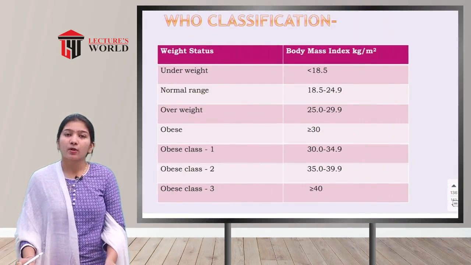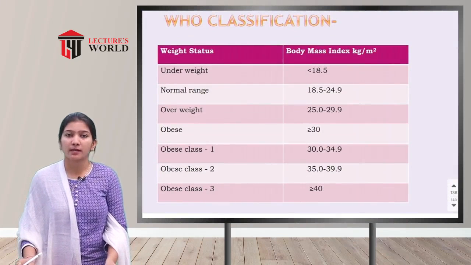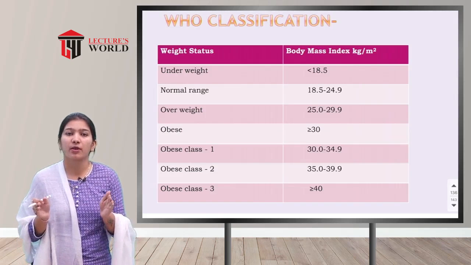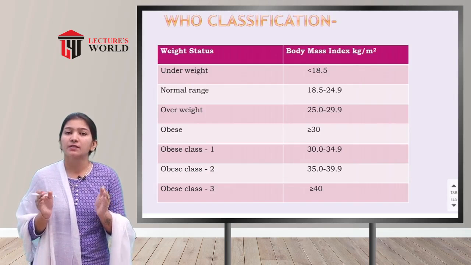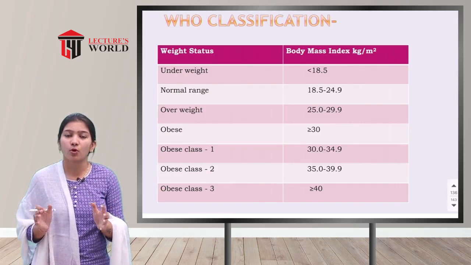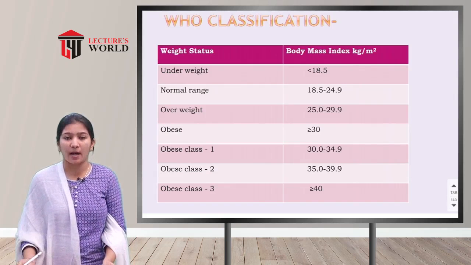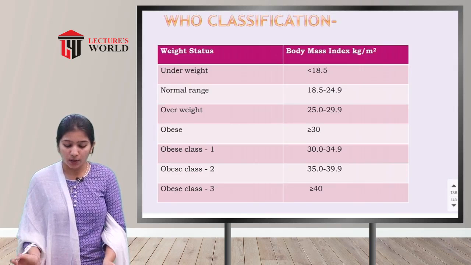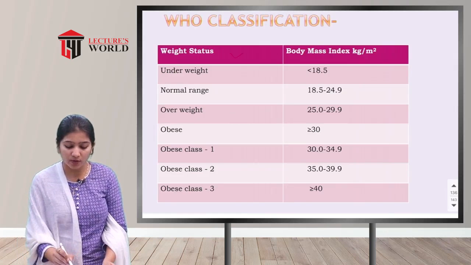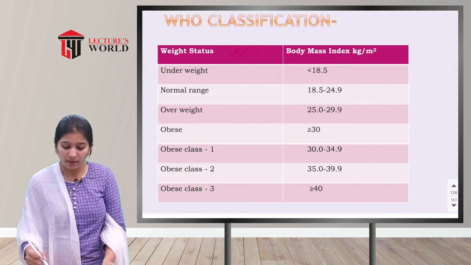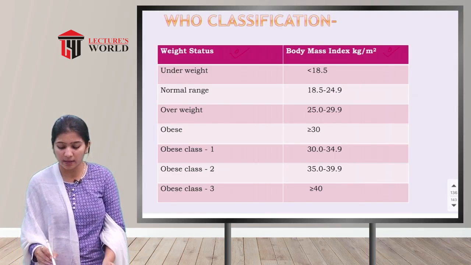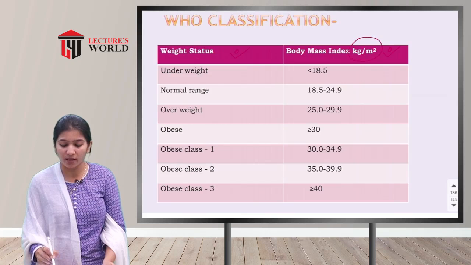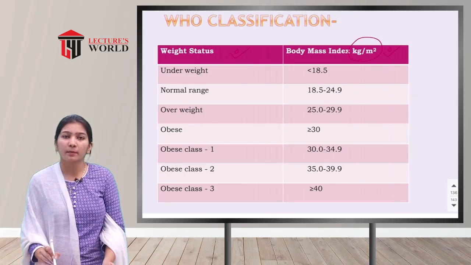Now the WHO classification of the body mass index. The World Health Organization has set a certain classification, or we can say certain criteria, to know about the normal body mass index. Here they have shown the status of the weight, and here they have mentioned the body mass index, with the unit kilogram per meter square.